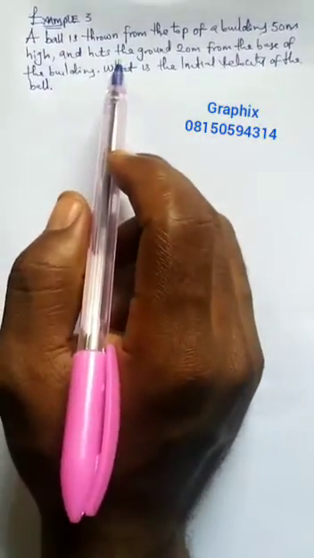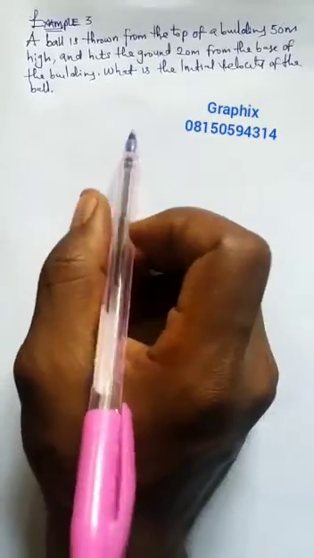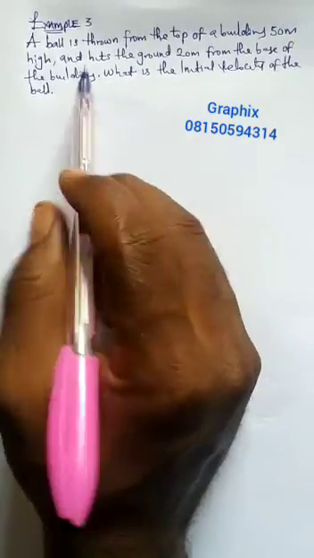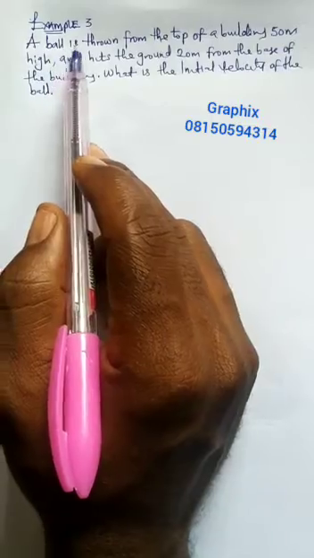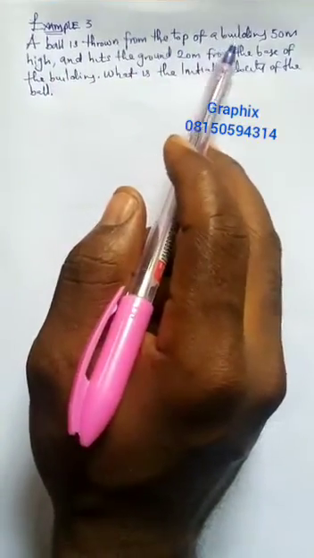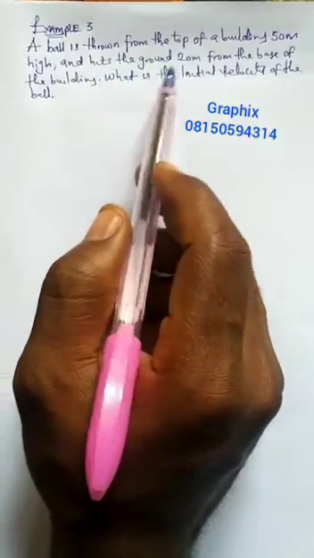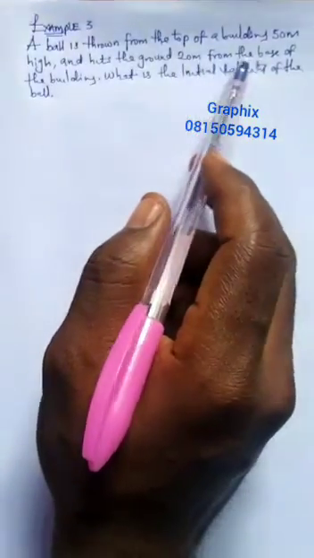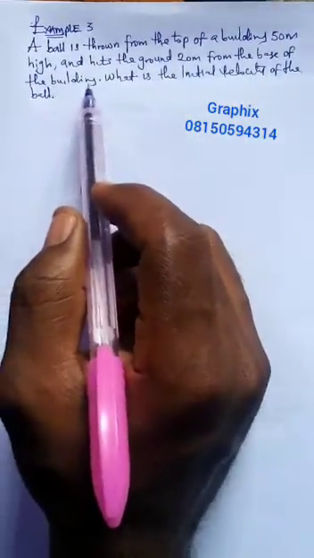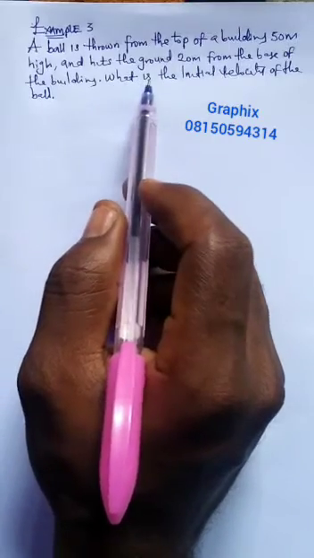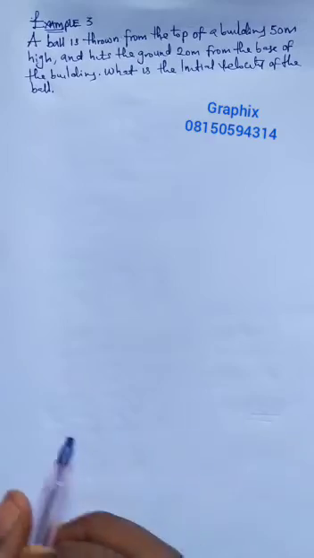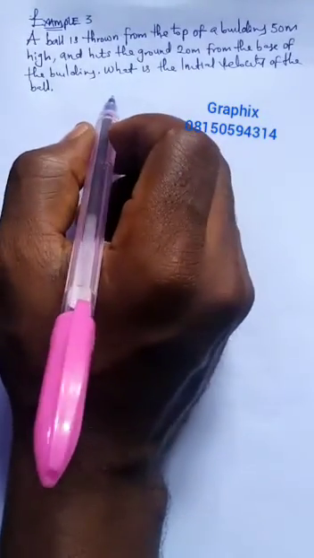Now we'll take another example on projectiles. The question goes like this: a ball is thrown from the top of a building 50 meter high and hits the ground 20 meter from the base of the building. What is the initial velocity of the ball? Now, solution.